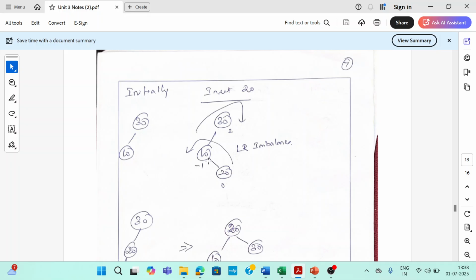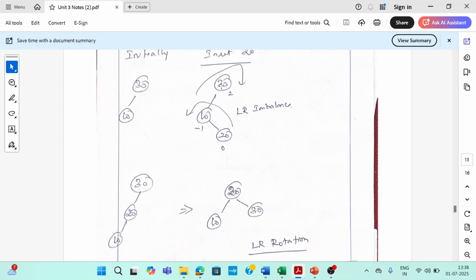Okay, I'll put a nail over here and then I'll pull this ring. I'll pull this thread over here. So now what happens over here? 20 goes up and 10 comes down. Okay, I'm not considering the 30.